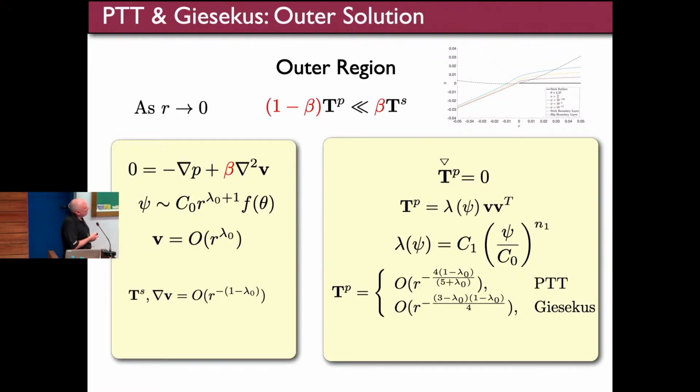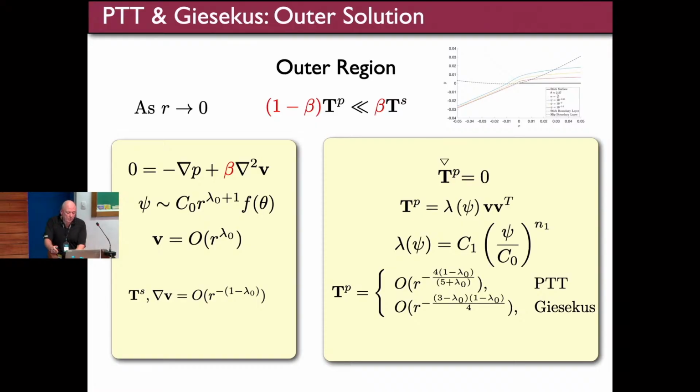If we take a power law form where we need to determine the exponent, we can generate separable, similarity solutions for the problem, right? And once you do the analysis, you can determine the actual singularities. So for PTT, it's this power, and for Giesekus, it's this power. For each alpha, there's a corresponding lambda naught, and you can check that these are both subdominant to the solvent stress. So our criterion is validated; it holds, basically.